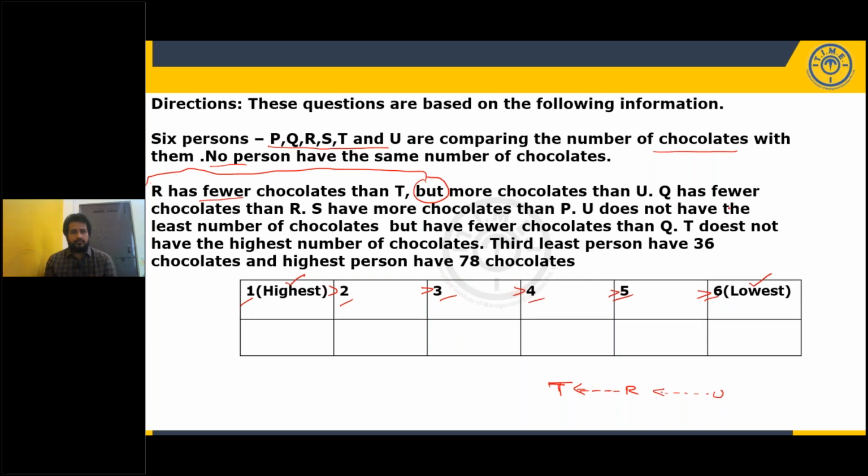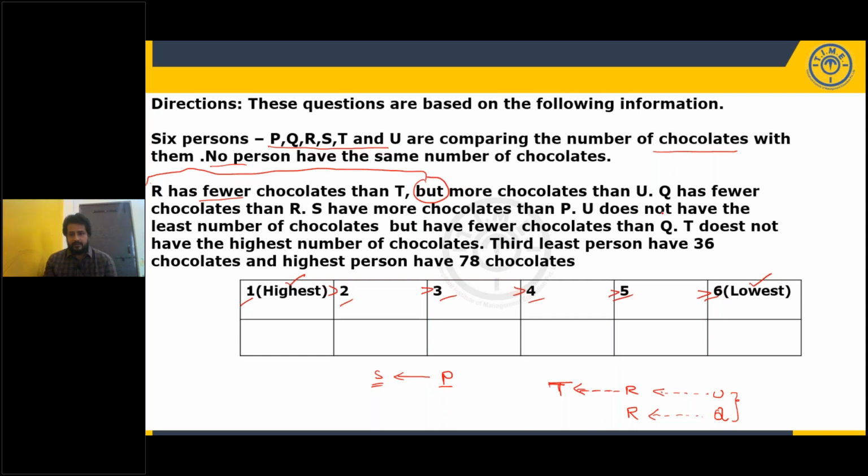Next, Q has fewer chocolates than R. Q has fewer chocolates than R is as good as R has more chocolates than Q. Now among these two, we don't know. R is having higher chocolates than U, R is also having higher chocolates than Q, but we don't have the comparison regarding U and Q. So keep it aside. Next, S has more chocolates than P. So somewhere in the arrangement before P, S has to be placed.